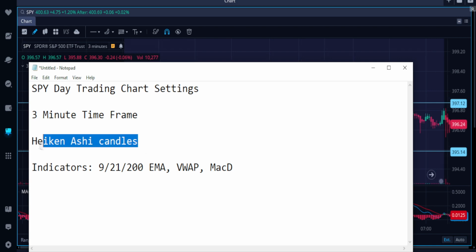I like to use Heikin-Ashi candles. It's a preference that I have. I personally like it more than regular candles because it's just easier to read for me. It's a preference. As far as indicators, I use the 9 or 8 EMA.